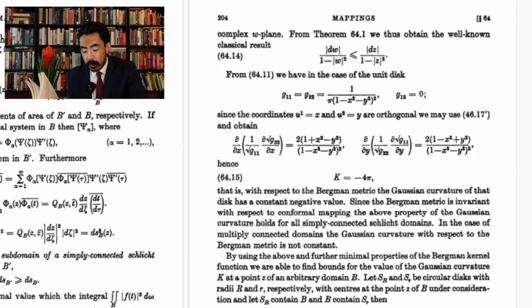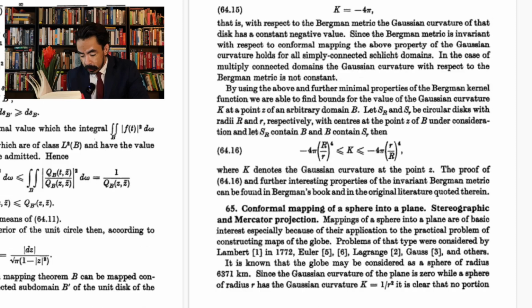By using the above and further minimal properties of the Bergman kernel, we are able to find bounds for the value of the Gaussian curvature capital K at a point z of an arbitrary domain B. Let capital S sub capital R and capital S sub lowercase r be circular disks with radii capital R and lowercase r respectively, with centers at the point z of B under consideration. Let capital S sub capital R contain B and B contain capital S sub lowercase r.